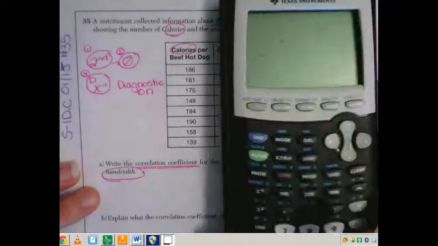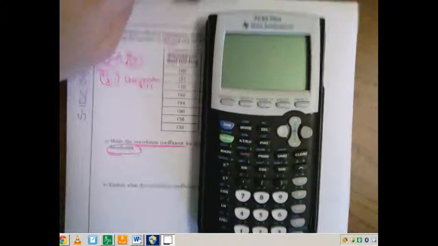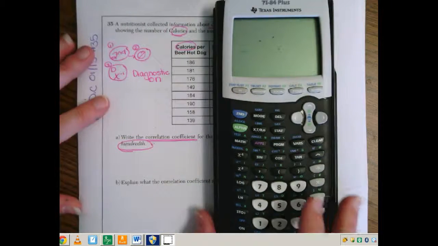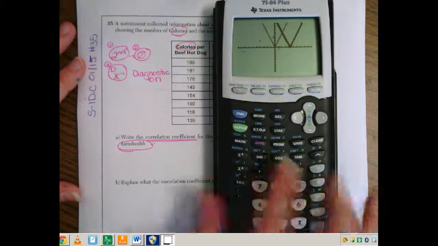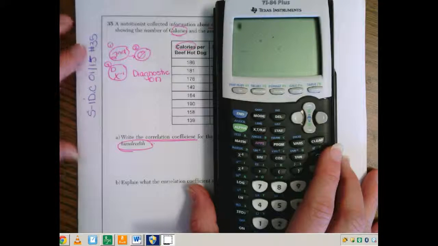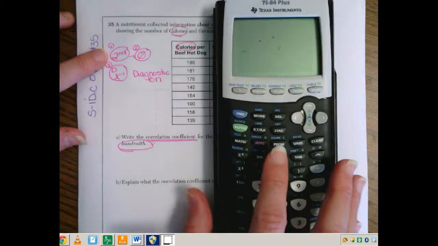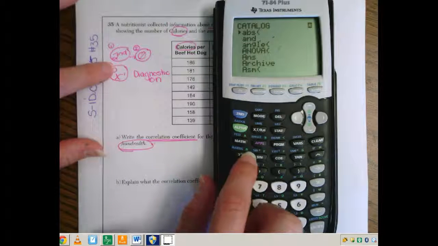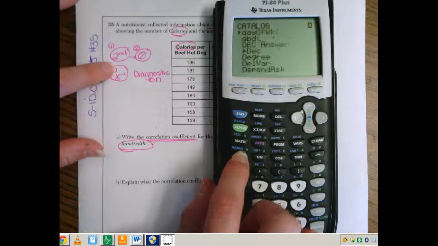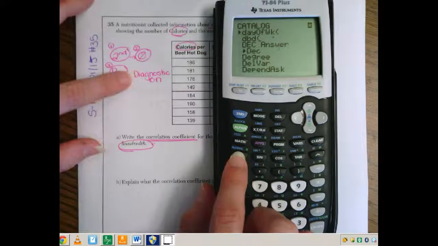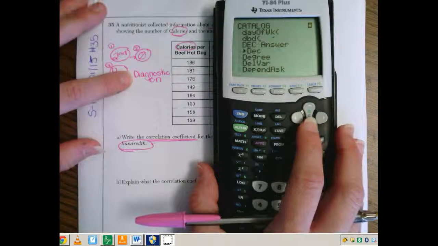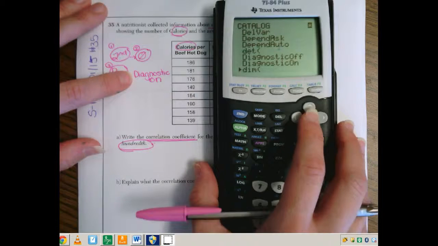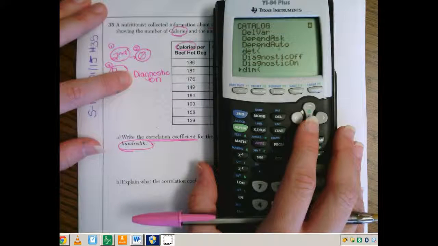Okay, here's my calculator. I'm going to move this up so you can see more of the calculator. Okay, so I'm going to turn my calculator on. I already have stuff on it. I'll hit clear. I'm going to hit second, then the 0 button, which gives me catalog. Then I'm going to hit the x minus 1 to get this green little letter D. So we're going to hit that. And then I'm going to look for where it says diagnostic on. What this will do is it'll help me to turn on the diagnostic so that I can do correlation coefficients.